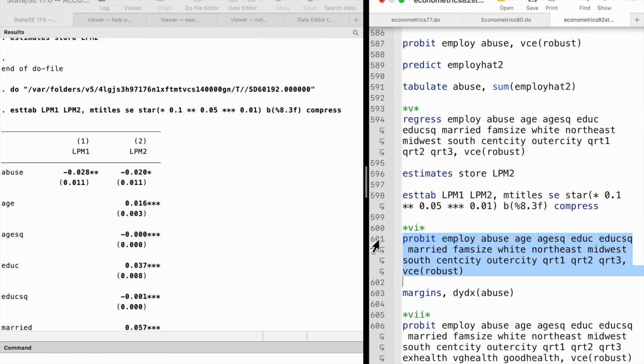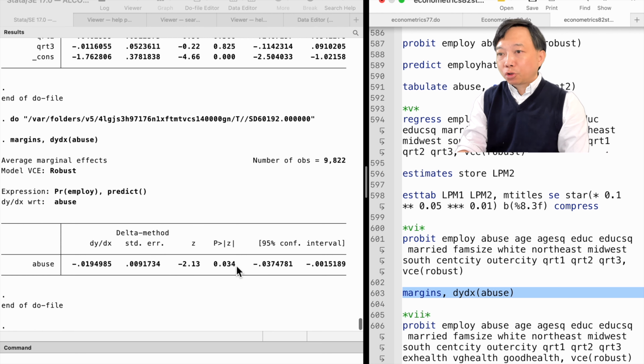They are not identical. The average partial effect is minus 0.019, which is close to that of a linear probability model, minus 0.020. The t-statistic is minus 2.13. It is statistically significant at the 5% level.